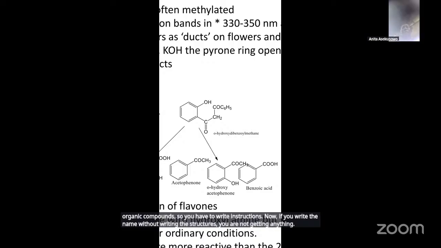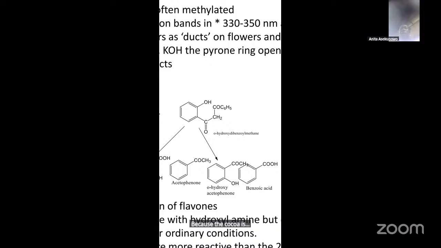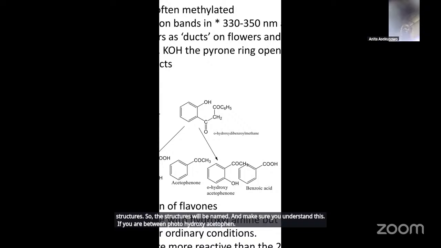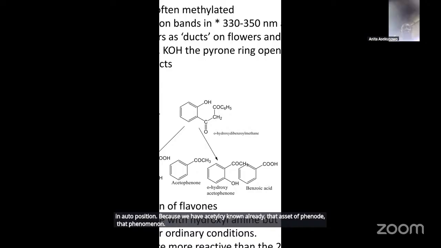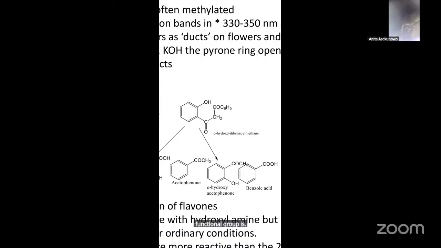If the mark for each of the products is 2 marks, you're going to just get half, because the other half is for the structures. So the structure should go with the name. And make sure you understand that orthohydroxy acetophenone means there is a hydroxy group in the ortho position. Because we have acetophenone already, that acetyl functional group is carbon number 1. So any other thing becomes ortho because that's the main compound.